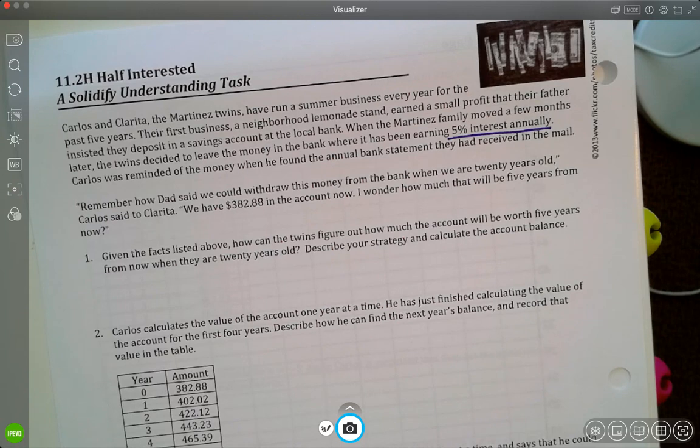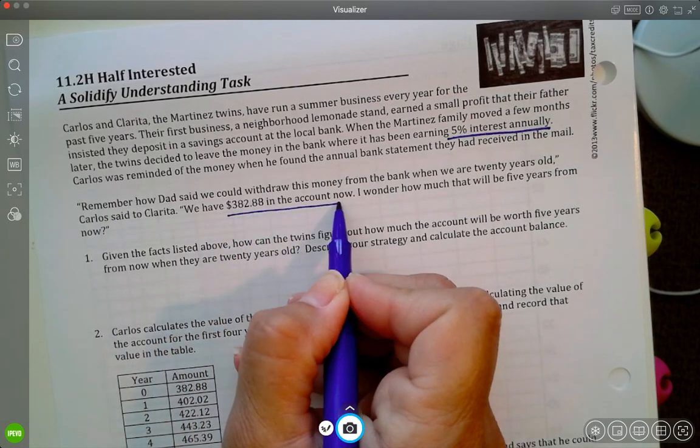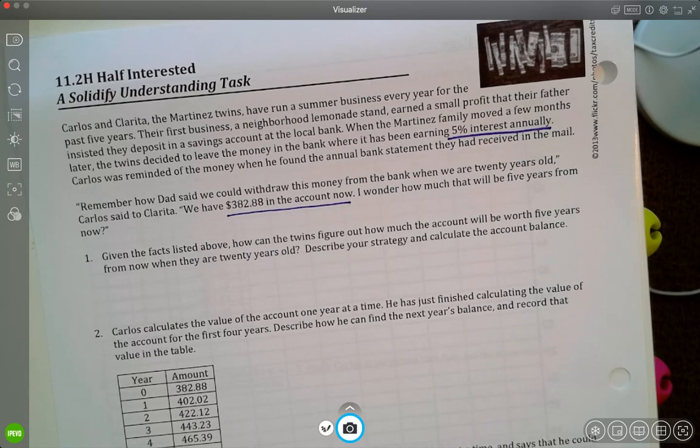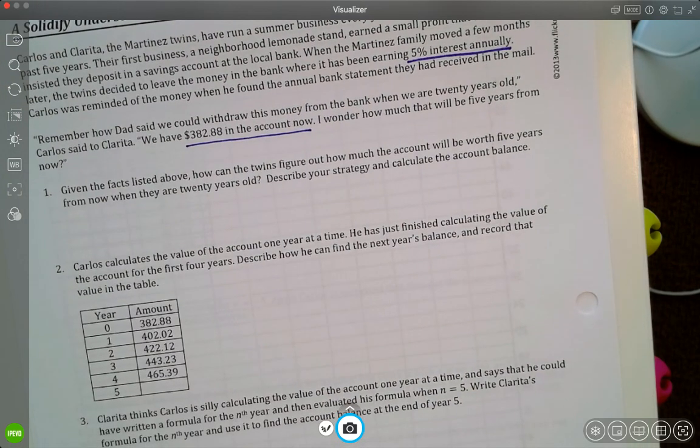So remember how Dad said we could withdraw this money, like take it out of the bank, when we are 20 years old? We have $382.88 in the account now. I wonder how much that'll be in 5 years from now. So given the facts listed above, how can the twins figure out how much the account will be worth 5 years from now when they are 20 years old?